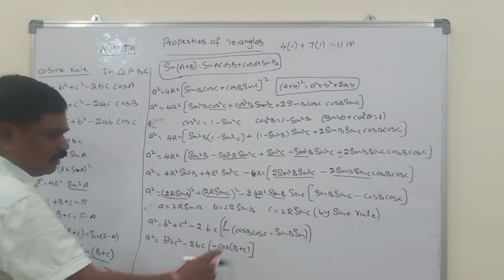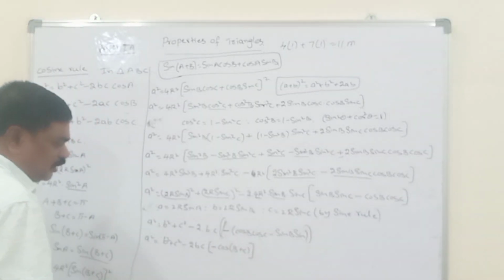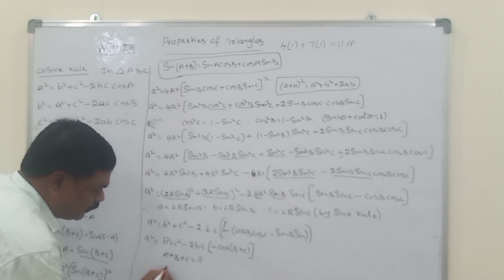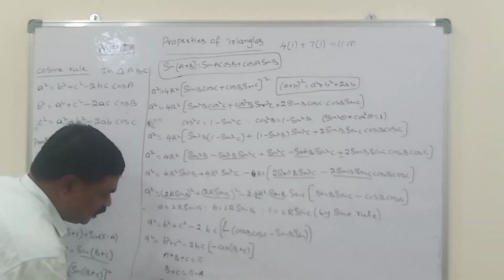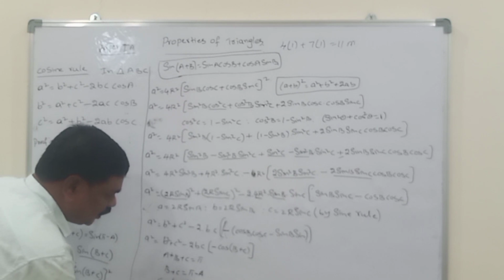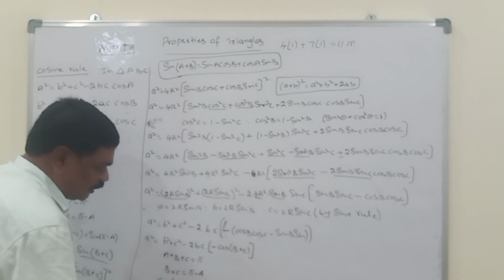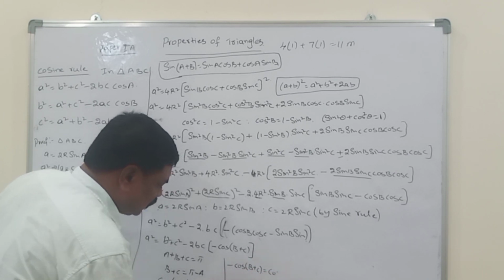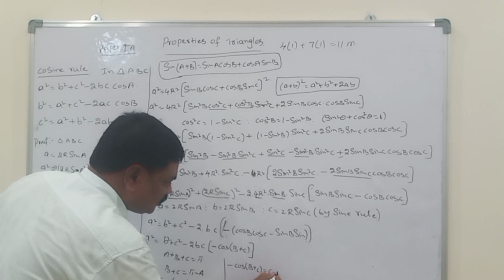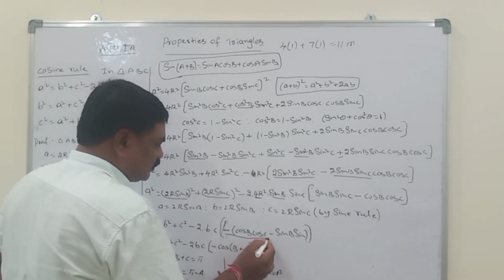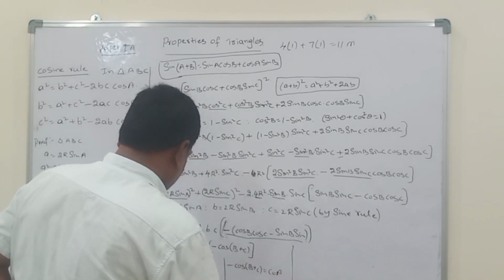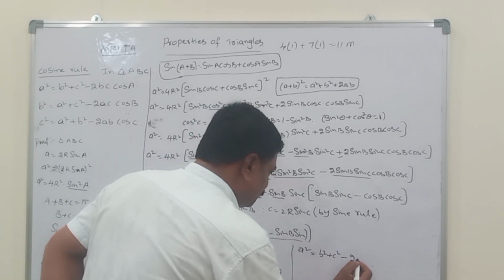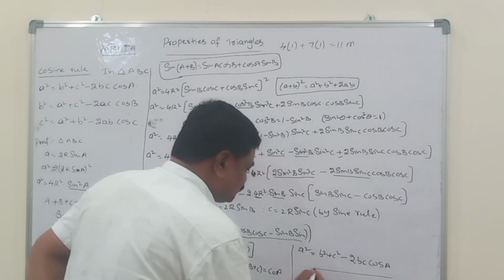Here, cos of B plus C by the compound angle formula. A plus B plus C is equal to pi, so B plus C is equal to pi minus A. So cos of B plus C is equal to minus cos A. So minus cos of B plus C is equal to cos A. By substituting this with cos A, you get a square is equal to b square plus c square minus 2bc into cos A.